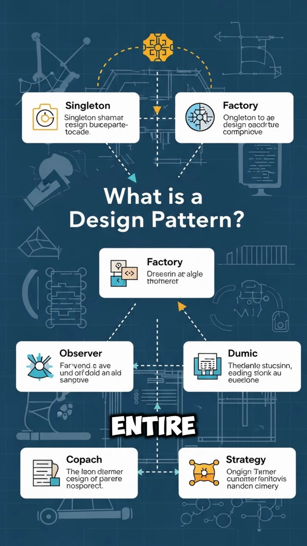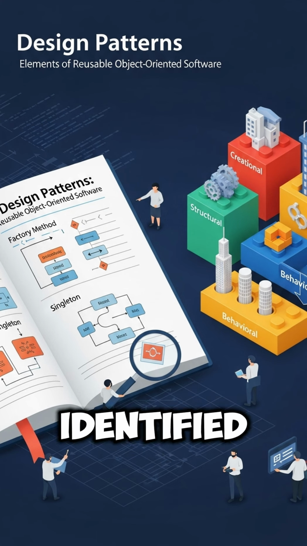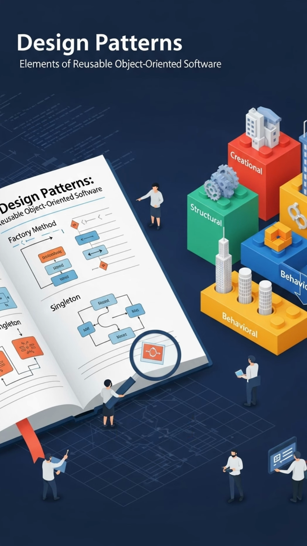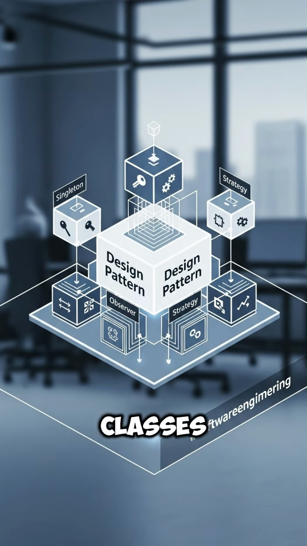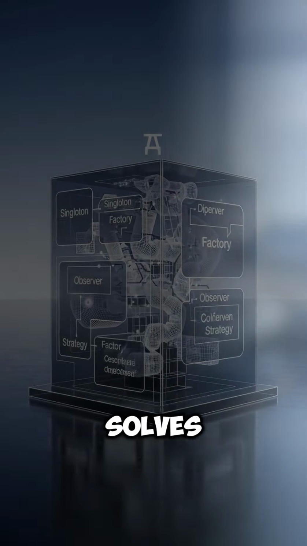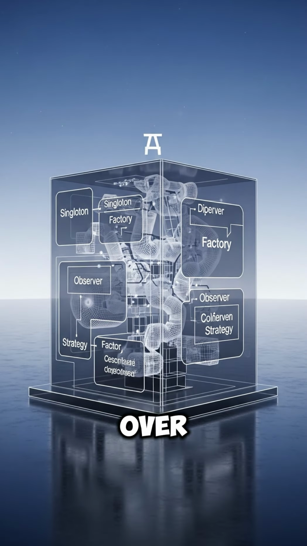Instead of describing the entire structure from scratch, the Gang of Four book identified 23 classic patterns back in 1994, and they're still relevant today. Creational patterns for object creation, structural patterns for composing classes and objects, behavioral patterns for communication between objects. Each one solves specific problems you'll encounter over and over in your career.